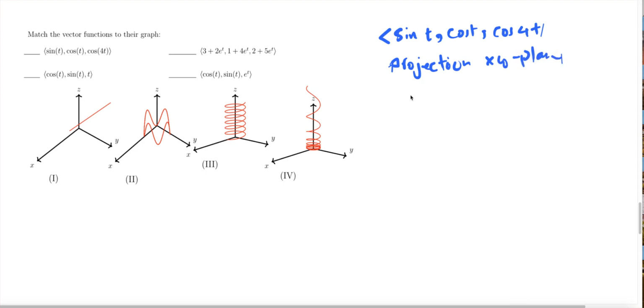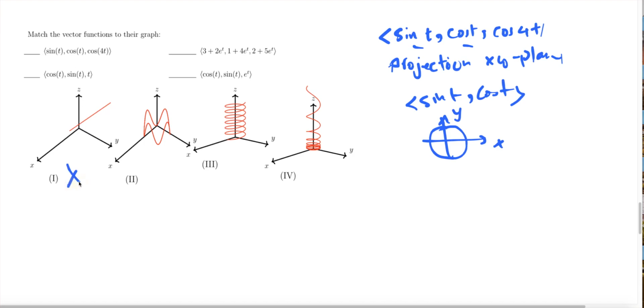will give me what? It gives me sine of t and cosine of t. Sine of t and cosine of t. And that is a circle. That being a circle says that I can make sure that the first one is not the line, because the projection of the first one is not a circle on the xy plane. All the other three are that way though.